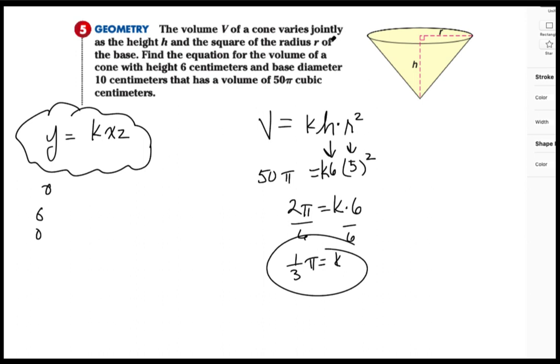And so now I can find, what did they ask me to find? Find the volume of a cone. Find the volume if this information is true. So the volume would be 1/3 pi times h r squared. So that's the formula. And that's it for our lesson.